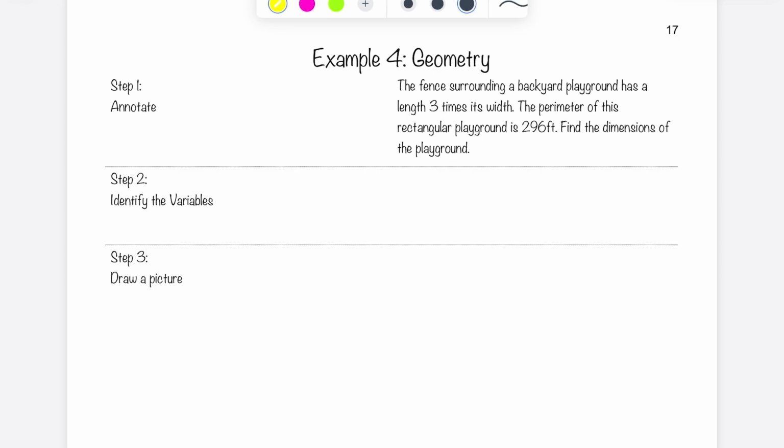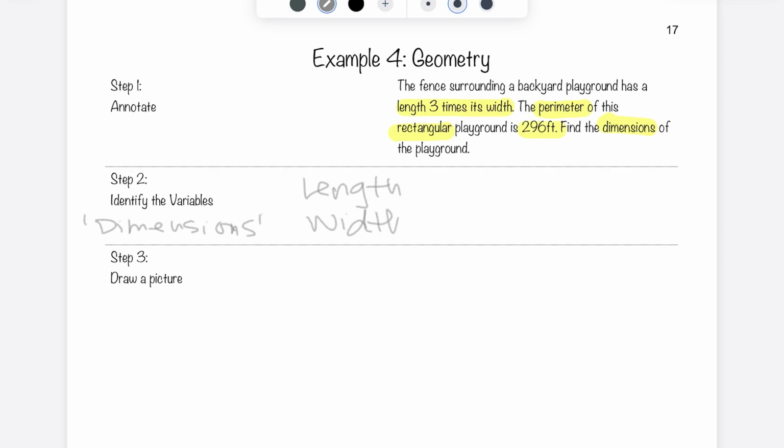The fence surrounding a backyard playground has a length 3 times its width. The perimeter of this rectangular playground is 296 feet. Find the dimensions of the playground. So this word dimensions is the key. That tells me that I'm dealing with a length and a width. And we're going to call those L and W.